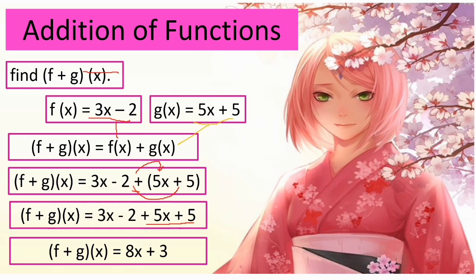Next, so, ano nang gagawin natin? Paano natin nakuha yung 8x plus 3? So, we combine like terms. So, inadd natin yung 3x plus yung 5x. So, 3x plus 5x is equal to 8x. Next, negative 2 plus 5 equal to positive 3. So, that is our answer. So, naintindihan ba? Okay, very good.